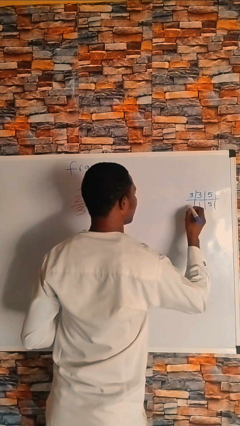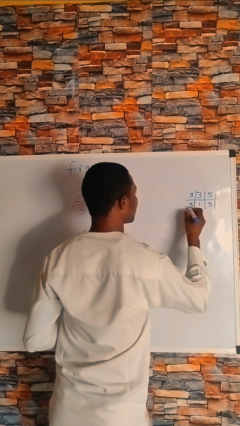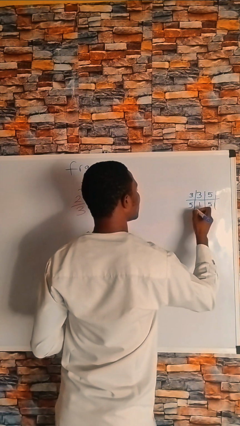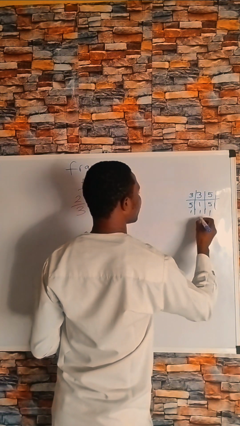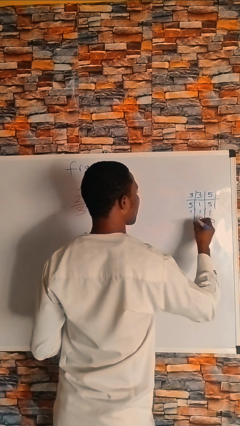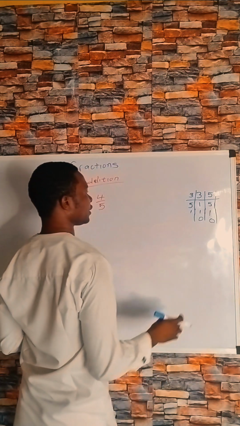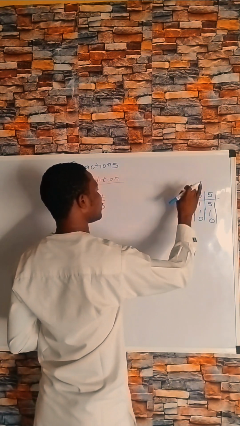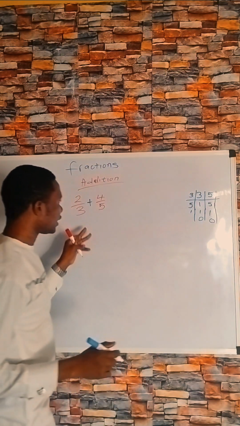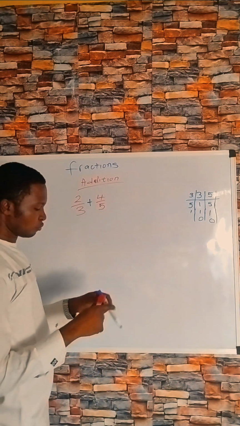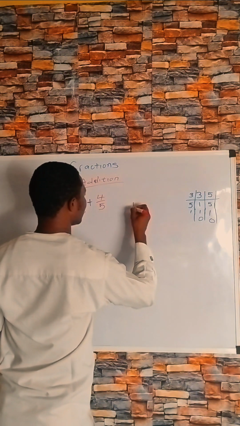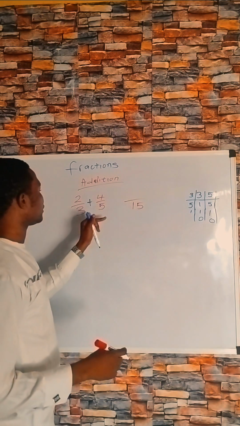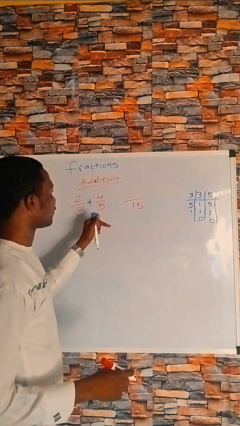Now use 5 into 1, still bring down the 1, 5 into 5, still 1. So, use 1. 1 will give you 0, 0. So what you do here now is multiply these numbers. 1 times 5 is 5, 5 times 3 is 15. So the LCM of these two numbers is 15. Bring 15 here. Write down 15 as the denominator of these two fractions, as the common denominator of these two fractions.